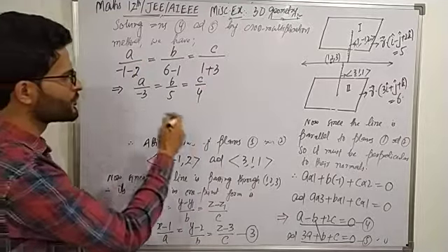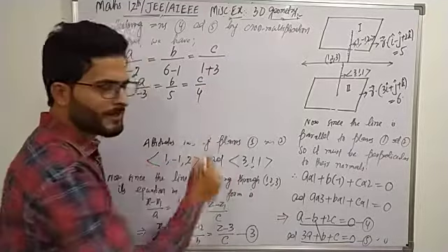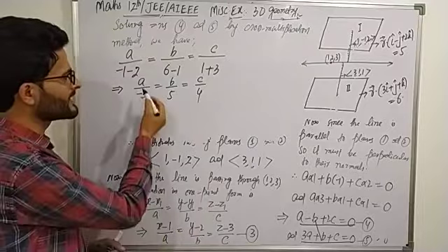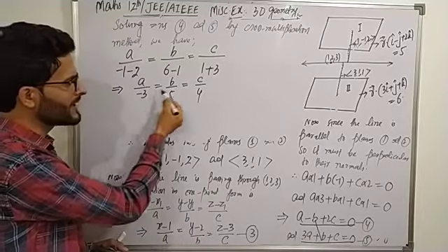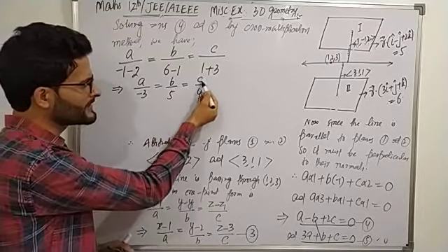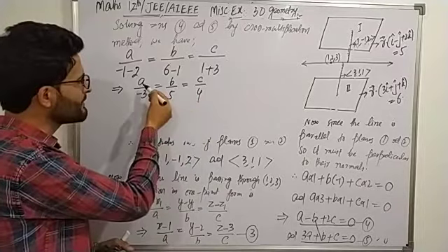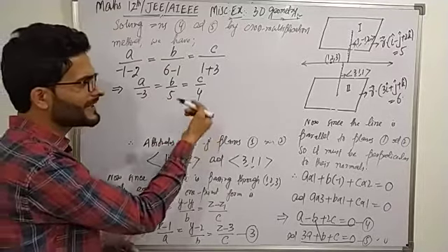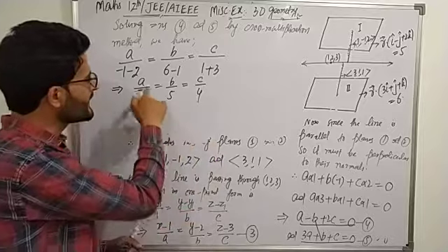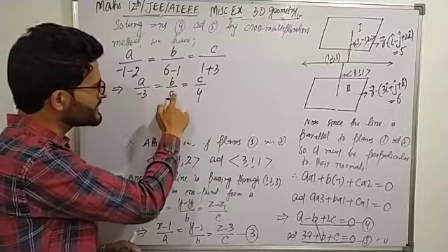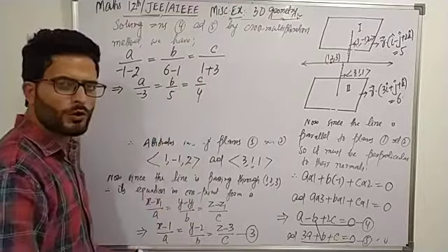If we take all these ratios equal to some t, or suppose 1, then from here we will get the value of a is equal to -3t, b is equal to 5t, and c is equal to 4t. Or similarly, we can simply say that if that scalar t is equal to 1, then a must be equal to -3, b must be equal to 5, and c must be equal to 4.